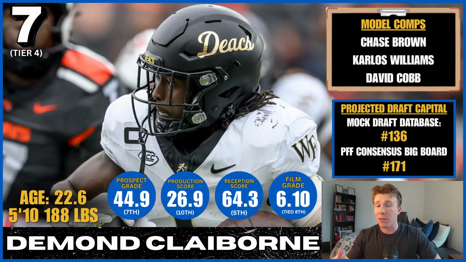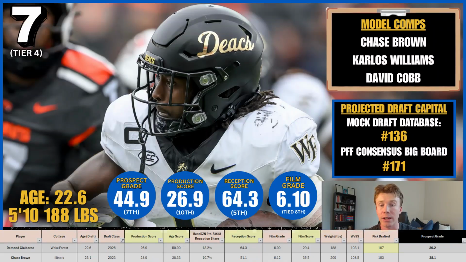I know you probably know where I'm going with this. I am not saying he's going to be Chase Brown, but some things are very reminiscent and tell me that he can find his way to carve out a similar role to what Chase Brown has in the NFL with the Bengals thus far. Comparing the two, Chase Brown had a 28.9 production score when he was a prospect. Claiborne's was 26.9, very similar. Brown's reception score was 51.1. Claiborne's was a little better at 64.3, but oddly similar. Lance Zierlein gave Brown a 6.12 film grade and Claiborne a 6.10. Their speed scores were very similar too.